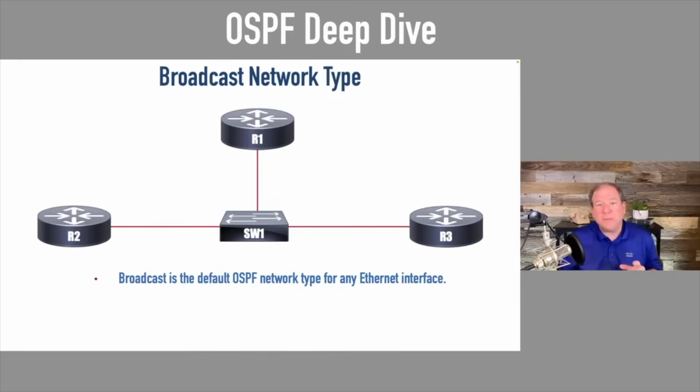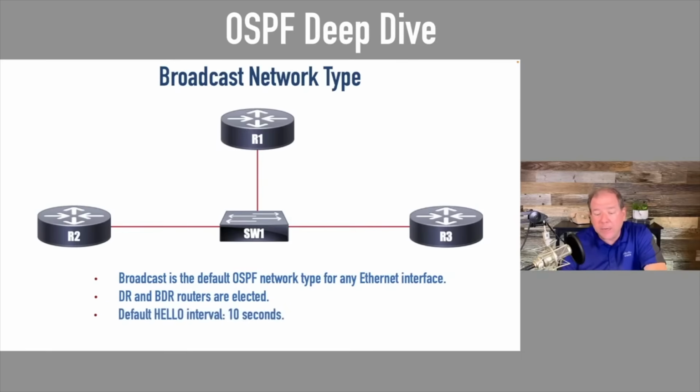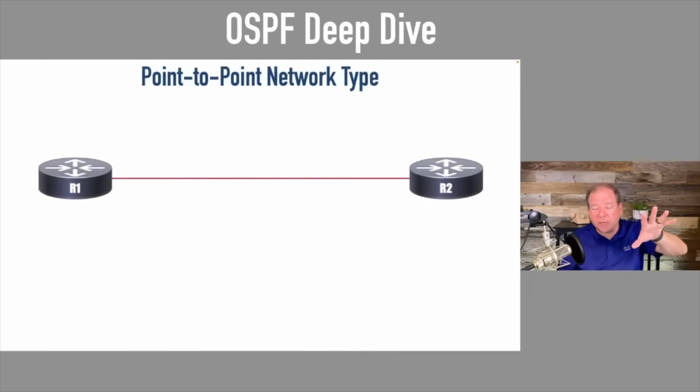But this is going to be the default OSPF network type on an Ethernet interface. We are going to be electing a DR and a BDR. And how often are we going to be sending hello messages out? 10 seconds. Every 10 seconds we'll be sending a hello message out.